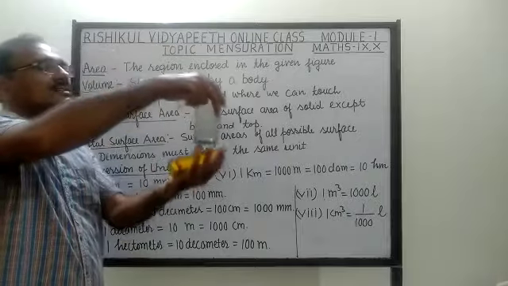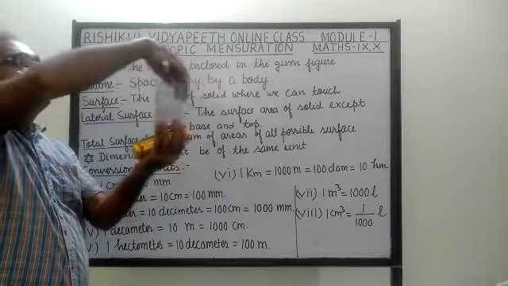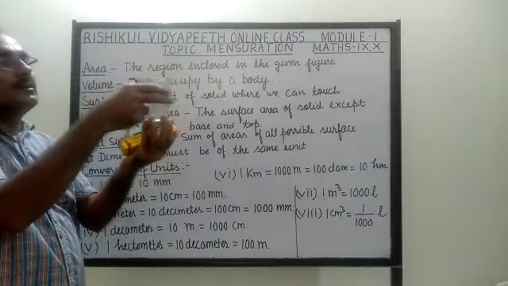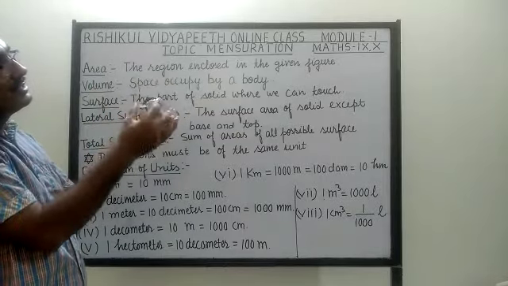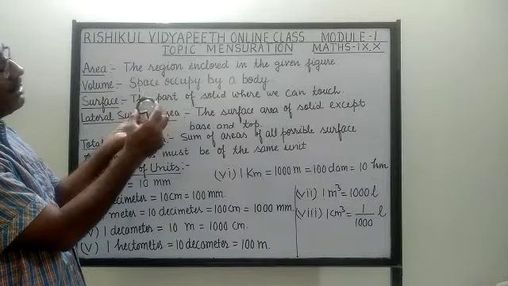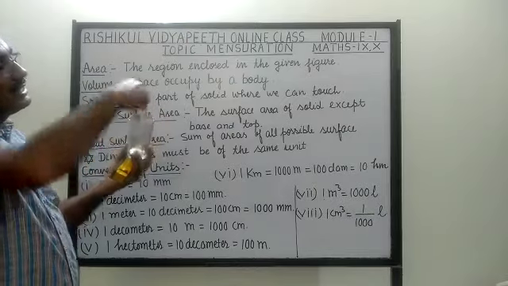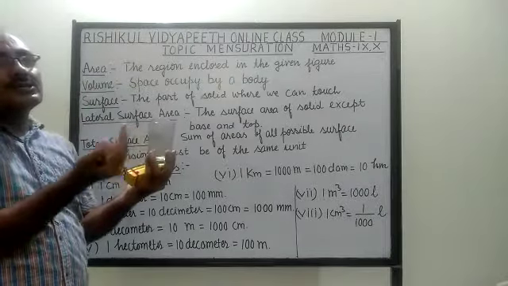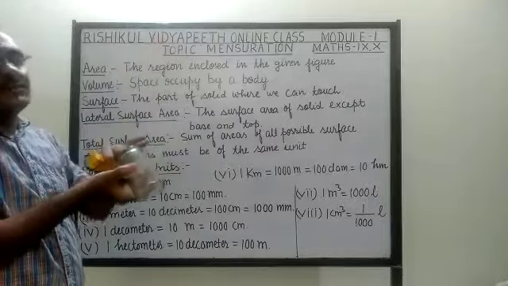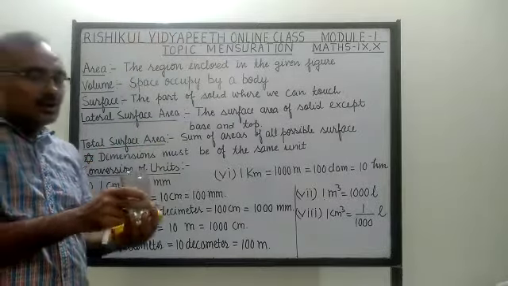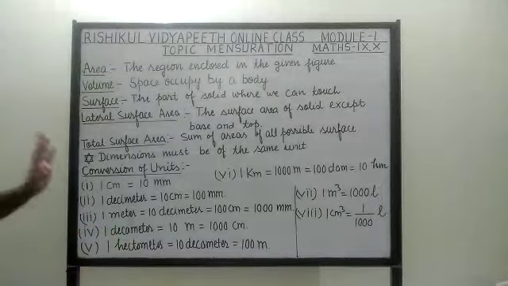What is the total surface area of this glass, sir? Lateral surface area, this one, plus base. So base of this glass is circular, pi r square, because this glass is open at the top. So lateral surface area of this glass plus area of base, that is called total surface area of this glass.